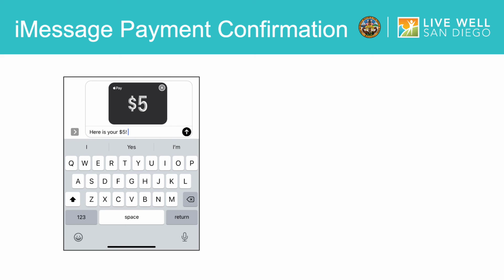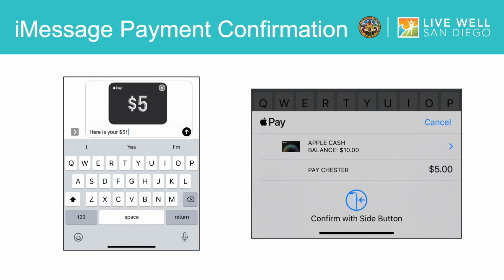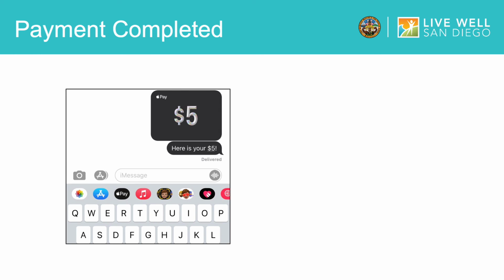You will then see your payment with the amount you selected pop up on your messaging bar. You can then add a message you wish to send with the Apple Cash payment. You will then be asked to double-click the side button to confirm the payment and authenticate with a Face ID or passcode once more. You can then see your payment delivered in iMessages.